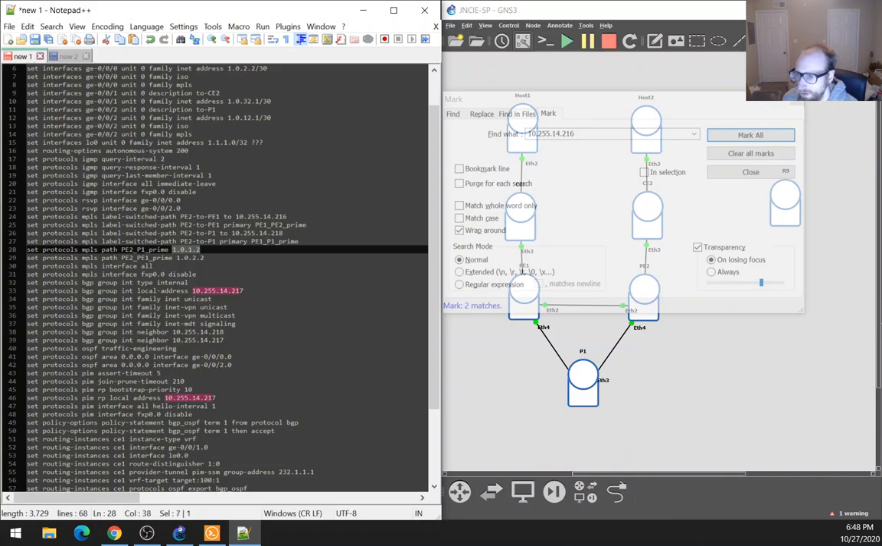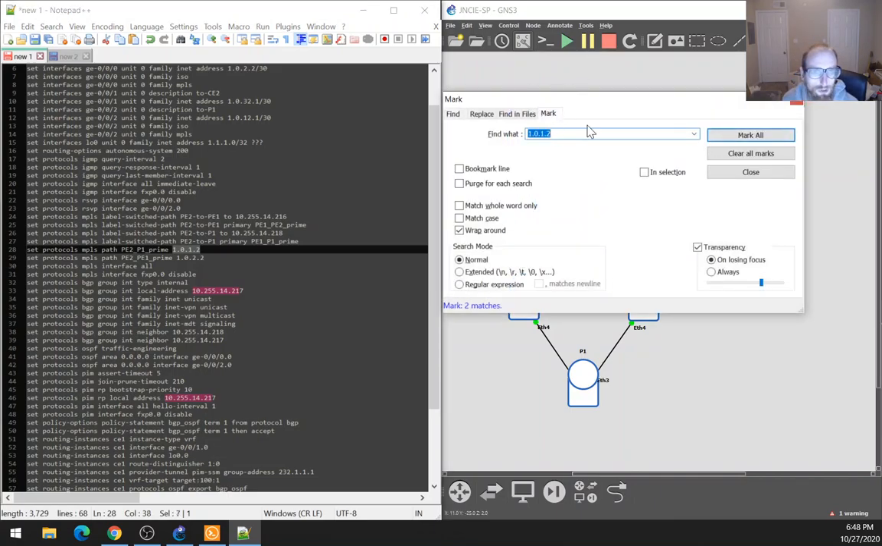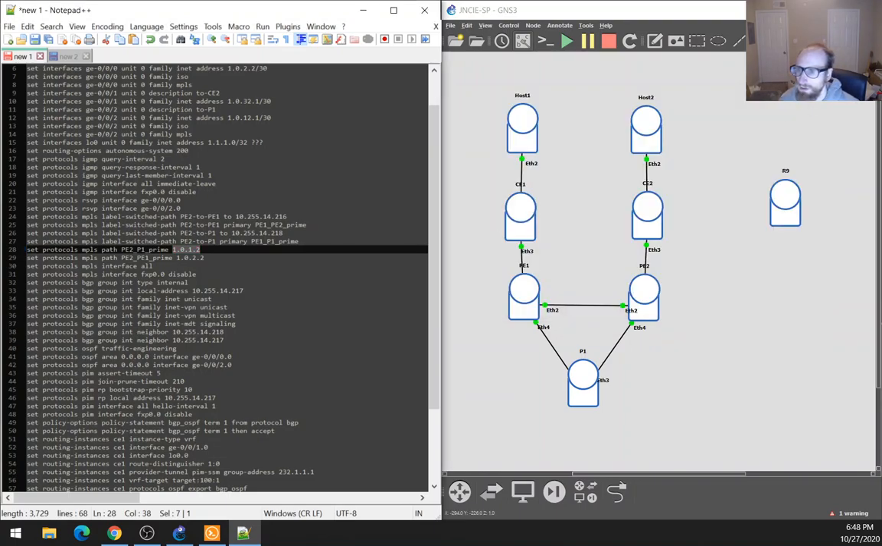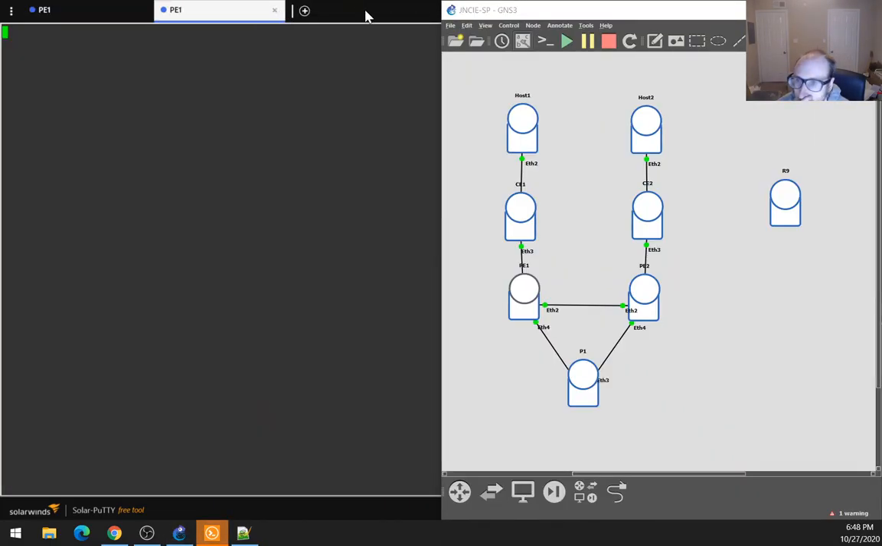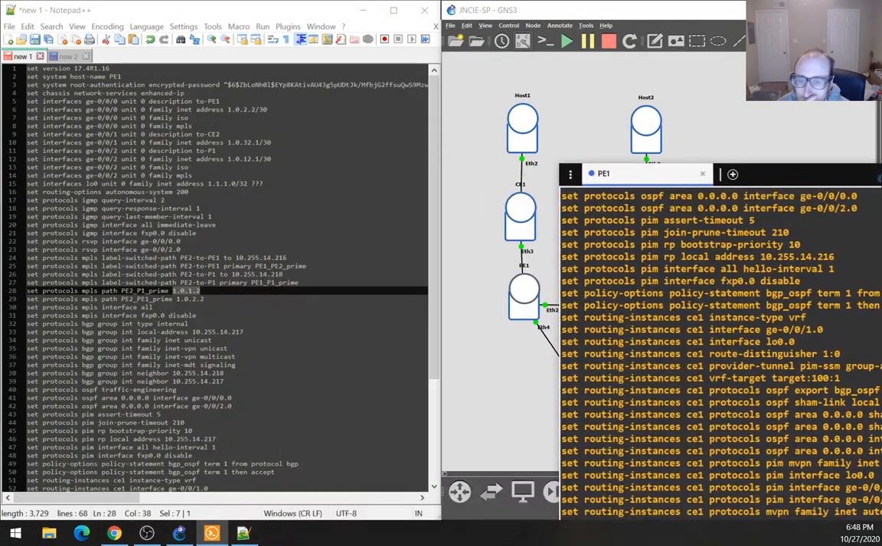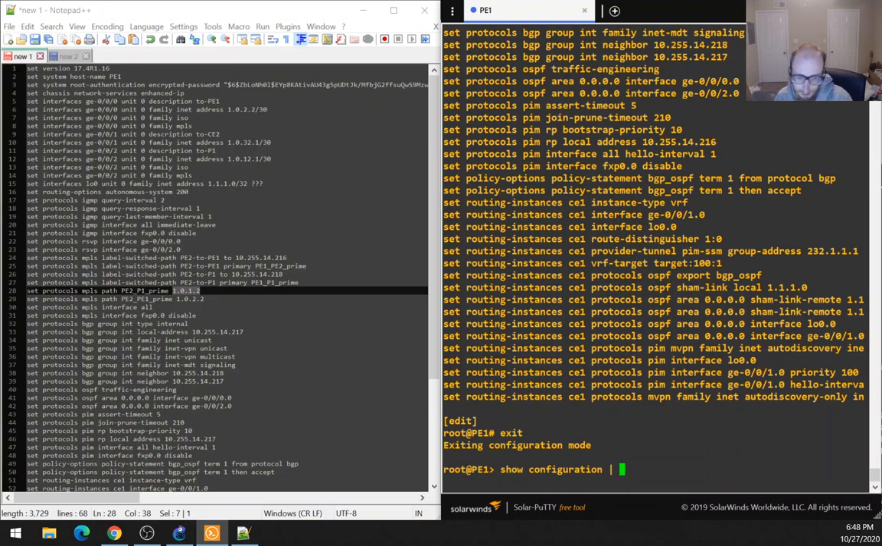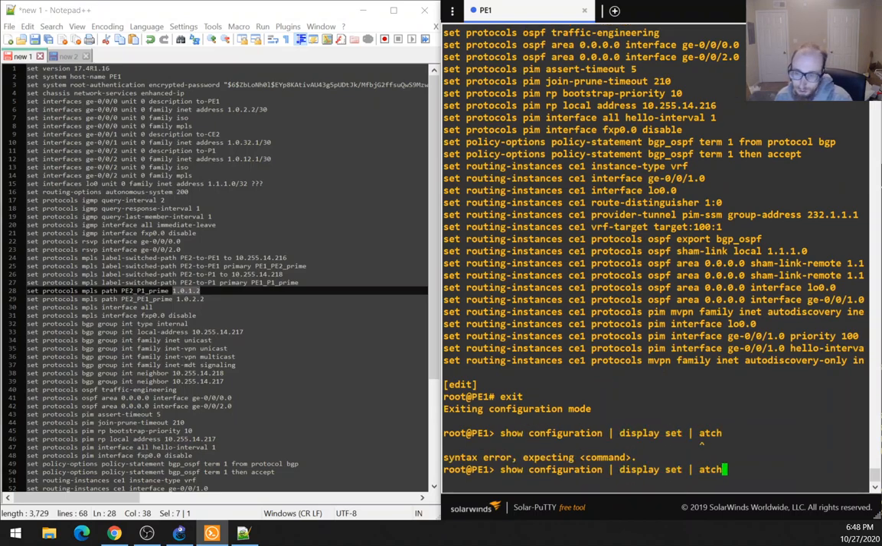Okay, and let's see where this is configured. Now, this shouldn't be configured on this router because this is an IP meant for the other side, but we should have perhaps a .1. No? We should have something. Okay, we do have a clue here. Aha, so it looks like, yeah, so let's open up PE1. Okay, we already had it open. So let's do an exit, show configuration, pipe display set, pipe match 1.0.